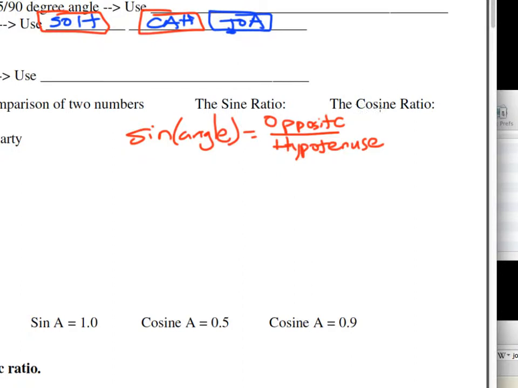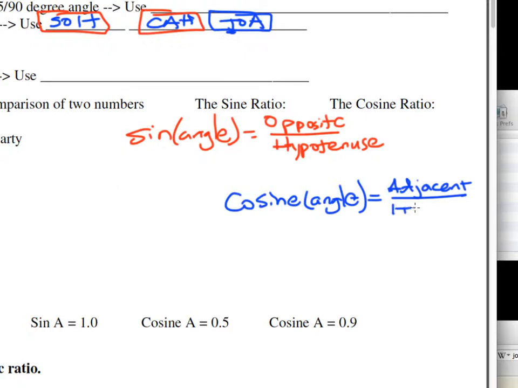On the other side, cosine. Cosine of the angle equals A over H: adjacent over hypotenuse.